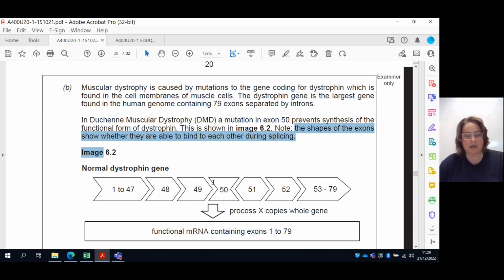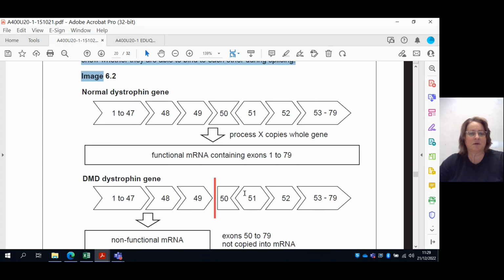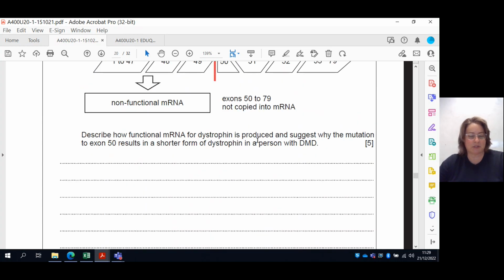If you remove just 50, then simply visually 49, 51, that's not going to happen, is it? So your actual questions go back to the question. The first part: describe how functional mRNA for dystrophin, or actually for anything, describe how functional messenger RNA is produced.